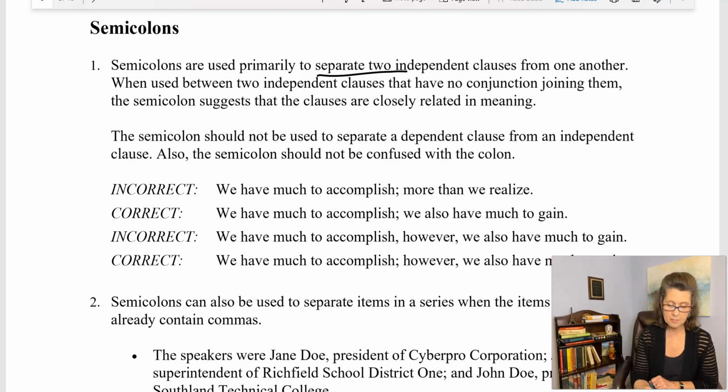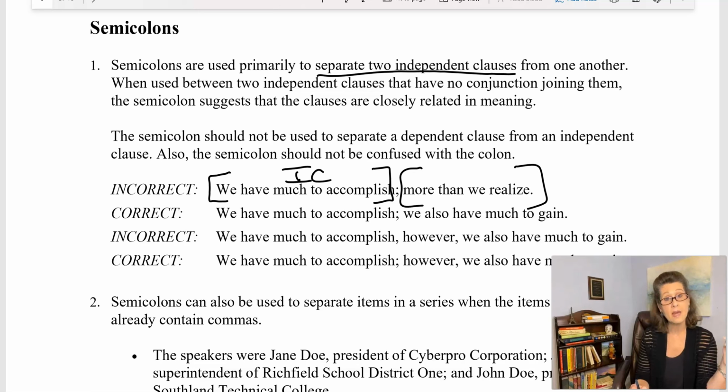If we know that we're supposed to separate two independent clauses, we can avoid making mistakes like this one. Someone might write, "We have much to accomplish." Well, that's an independent clause, no problem. But "more than we realize" is not an independent clause. So we can't attach those two groups of words with just a semicolon. What we have here, in fact, is a pronoun followed by a clause of comparison, an adverb clause, with its own subject and verb. But we don't have an independent clause. We don't have a clause that can stand alone. So our semicolon will not work here.